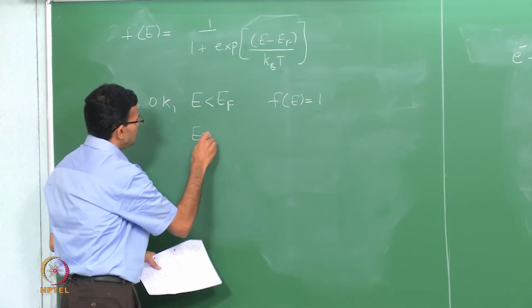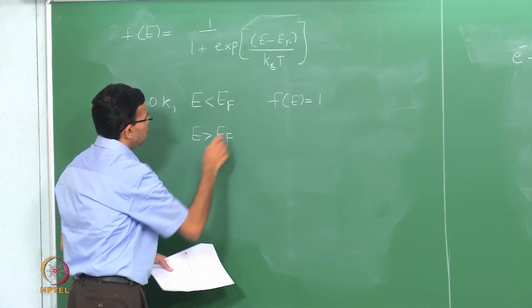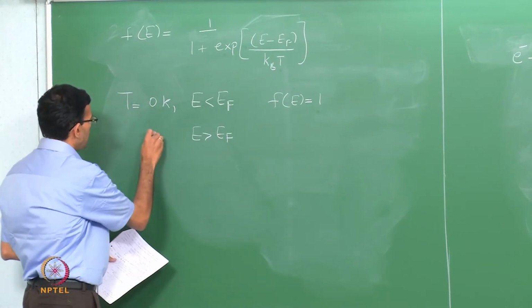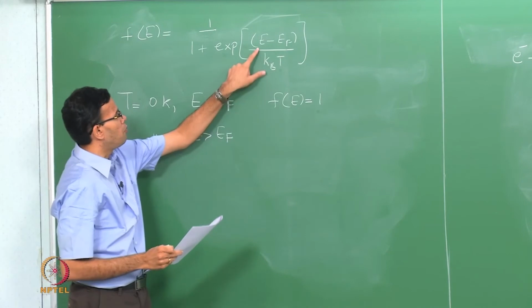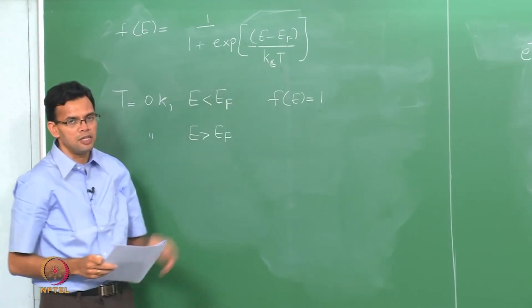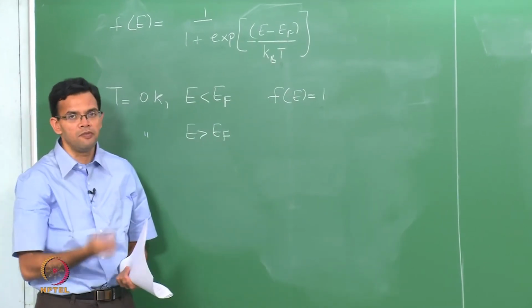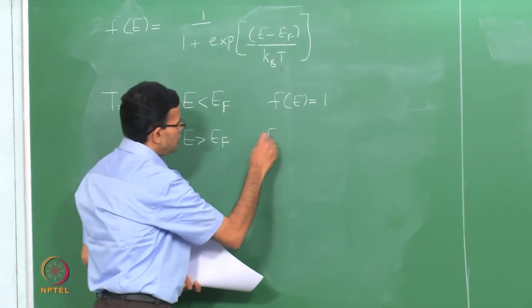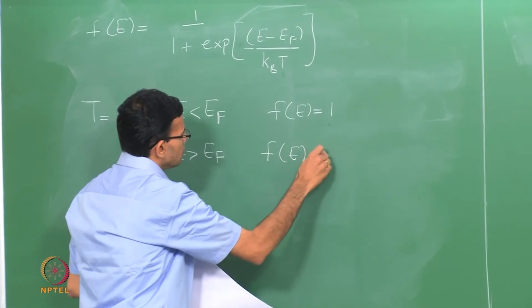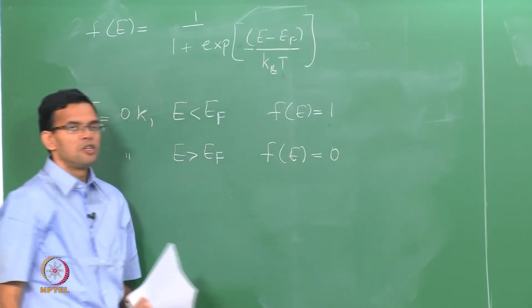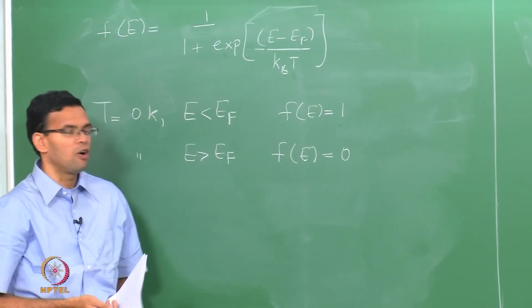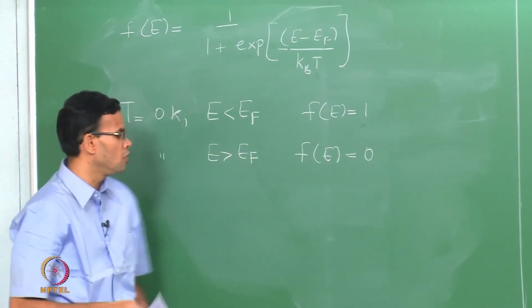If your energy is greater than the Fermi energy EF, again your temperature is 0 Kelvin. So, this is a positive number divided by 0, which is exponential of infinity, which is again infinity, and 1 over infinity is 0. So, all the states above the Fermi energy are unoccupied, so the occupation probability is 0.